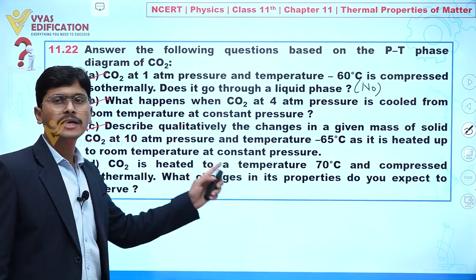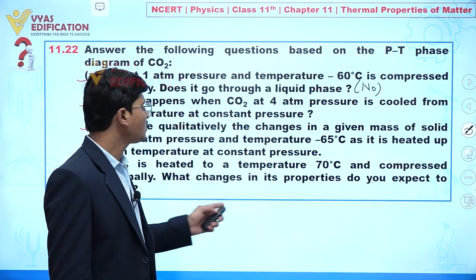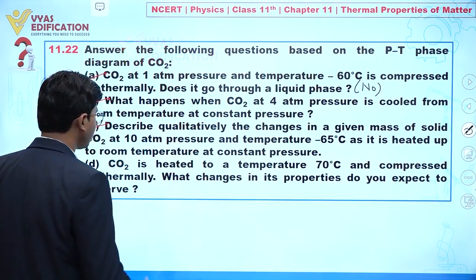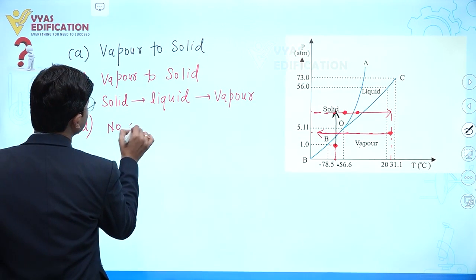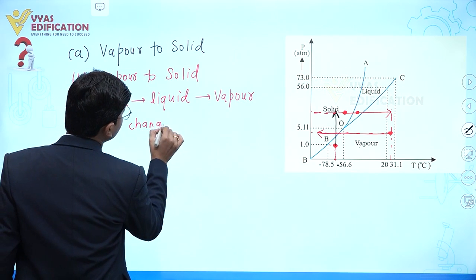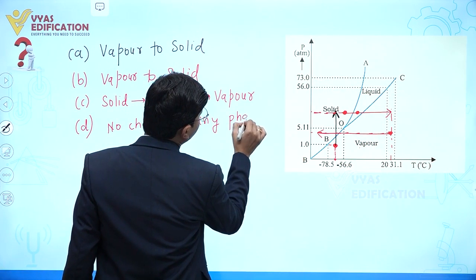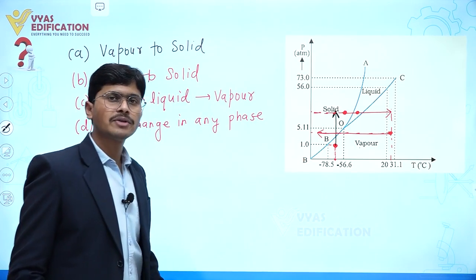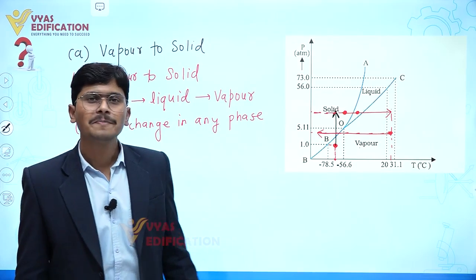So now we can see what this question is. CO2 is heated to a temperature of 70 degrees Celsius and compressed isothermally. What changes in its property do you expect? So I can say for part number D, no change in any phase, because this temperature is above the critical temperature. Clear? So this is all about this question.